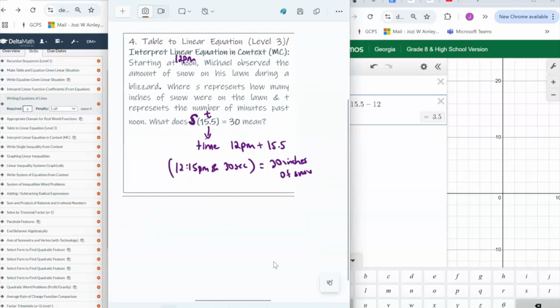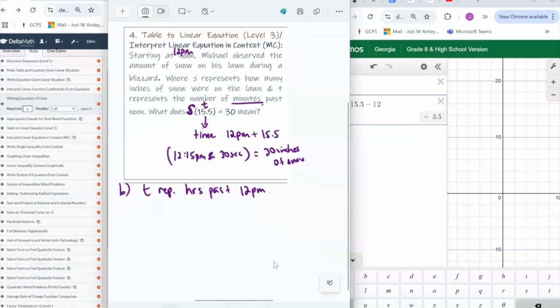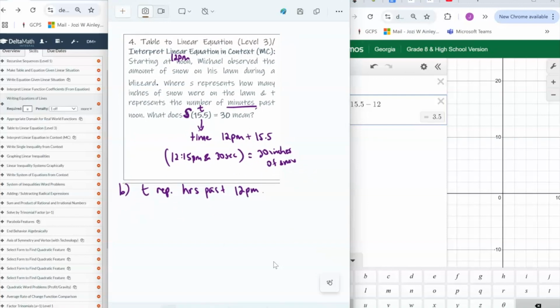I'm going to change this question a little bit and make it, instead of saying the number of minutes, let's say I said the number of hours. So let's call this B and let T represent hours past 12 p.m., past noon. Okay, so I'm going to answer 2 questions in one, just so in case this is what you're getting on your test. All right, so what is 15.5 hours, because now I've changed the question to hours, afternoon.